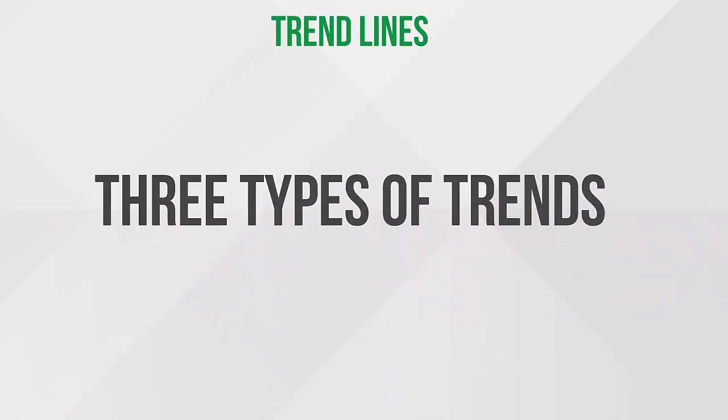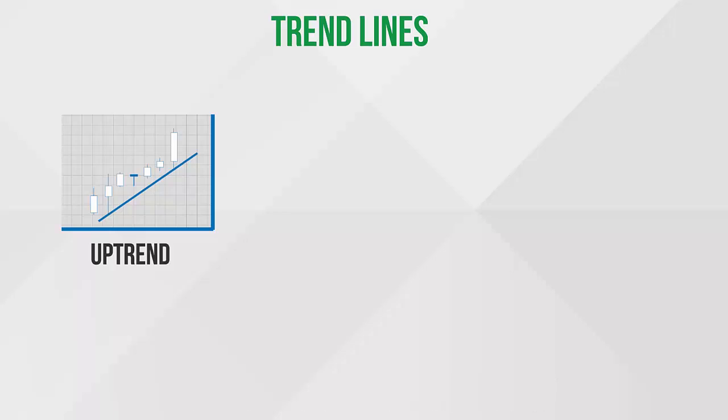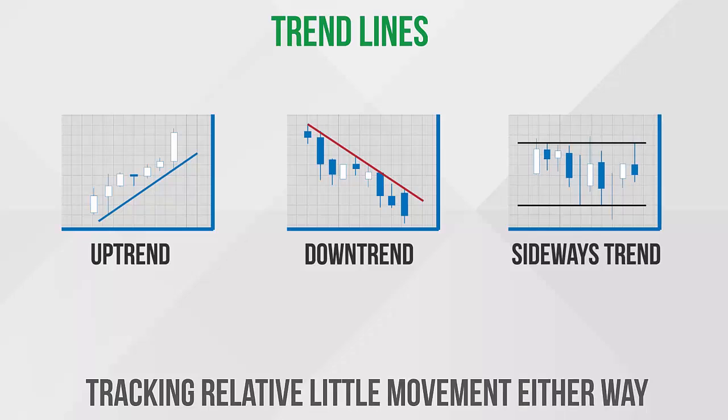There are three kinds of trends that you will need to analyze as a Forex trader. Uptrends, tracking an upward movement. Downtrends, tracking a downward movement. And sideways trends, tracking relatively little movement either way.